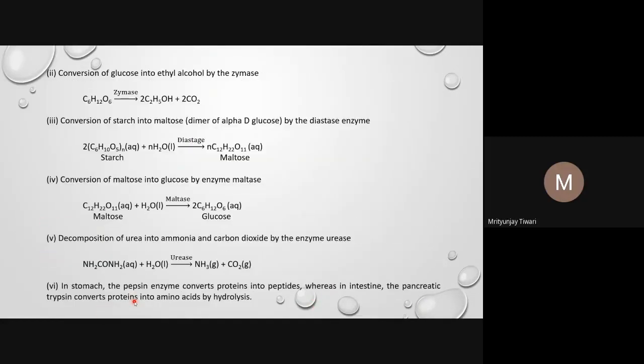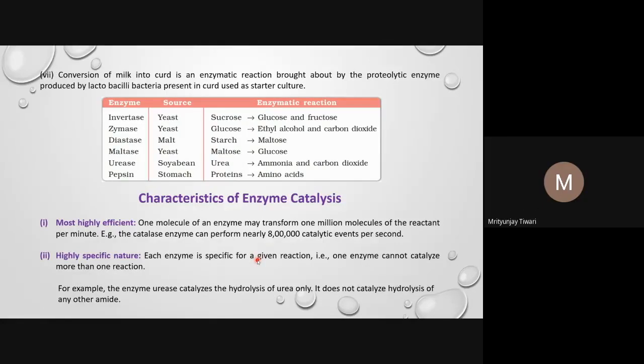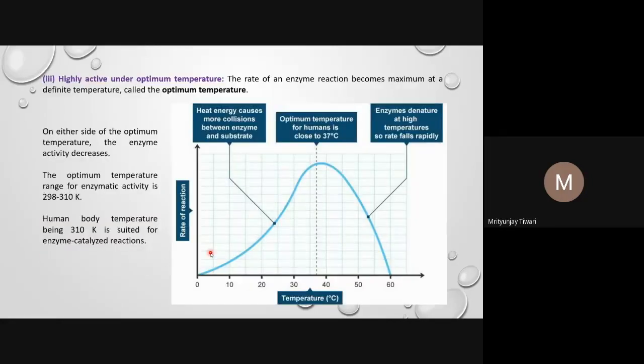As we have seen here, urea is hydrolyzed by the urease enzyme, and this is an amide. If there is some other amide, this urease enzyme will not hydrolyze that amide to convert it into ammonia and CO2, or maybe some other product depending on the chemical structure of that amide. It does not catalyze those reactions, and so you can see how specific or how selective an enzyme can be.